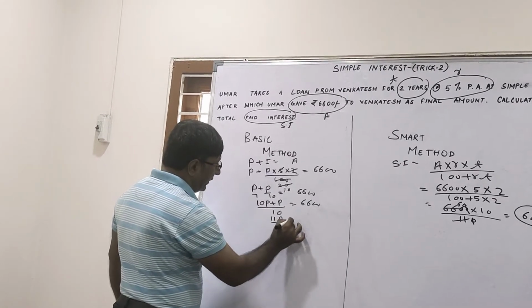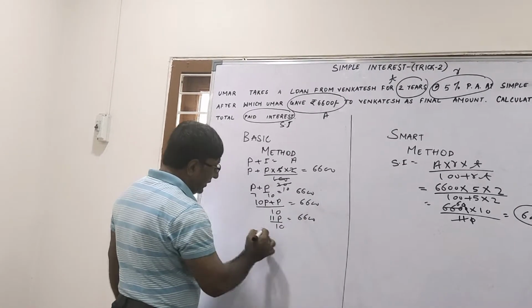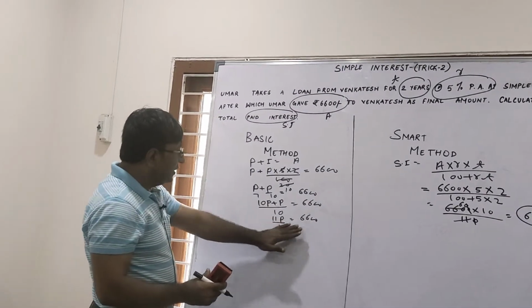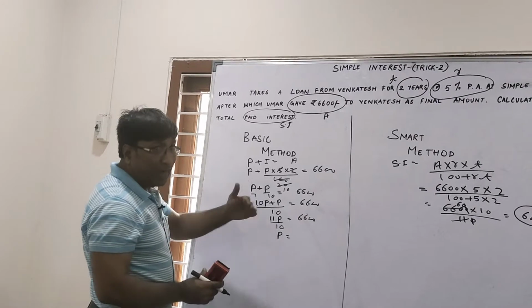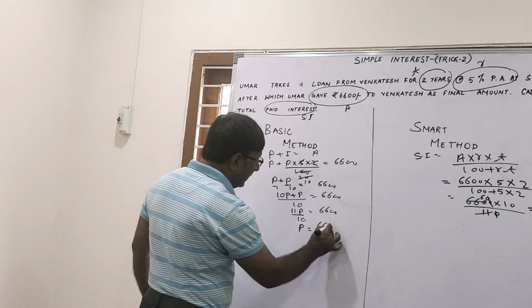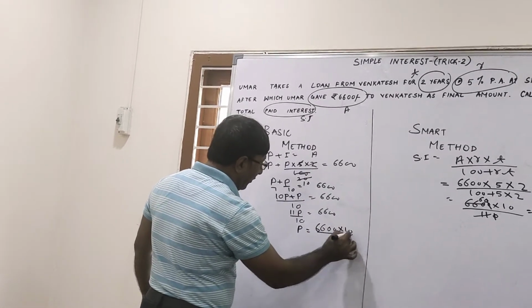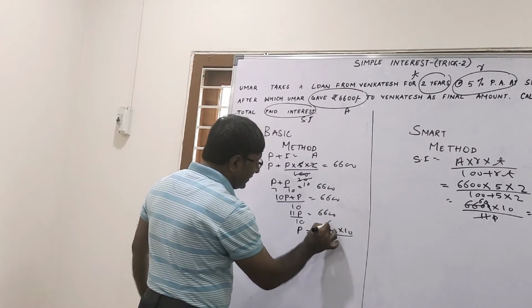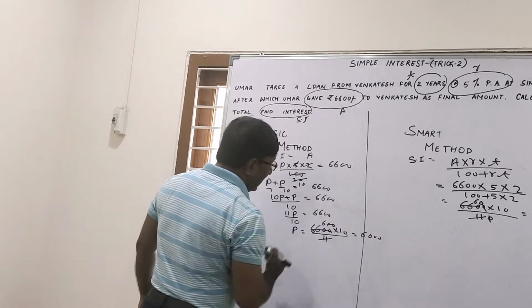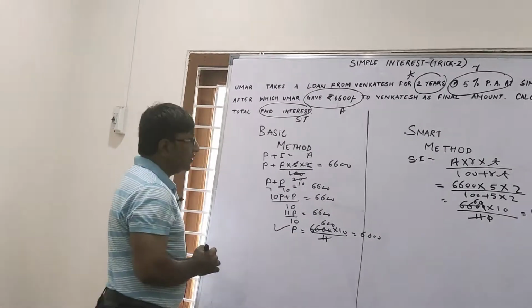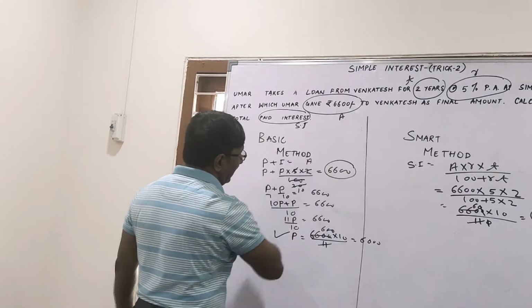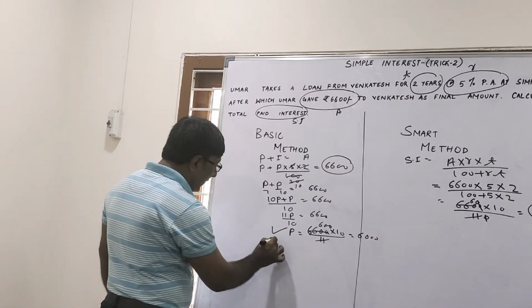11P upon 10 equals 6,600. So P equals what? When 11 by 10 goes to the right side, it becomes the reciprocal. So this is 6,600 into 10 upon 11. 11 6s are 66, so this is 600. 600 into 10 is 6,000. Now we get the principal 6,000 and we already know the amount is 6,600. So we have to find simple interest.